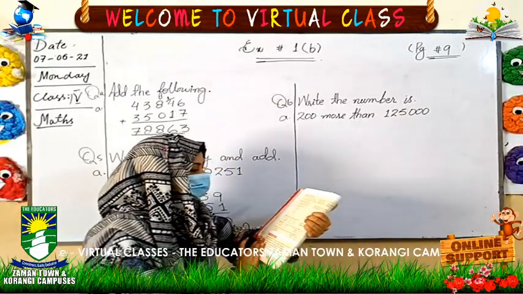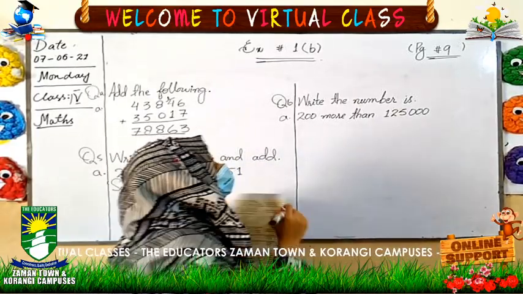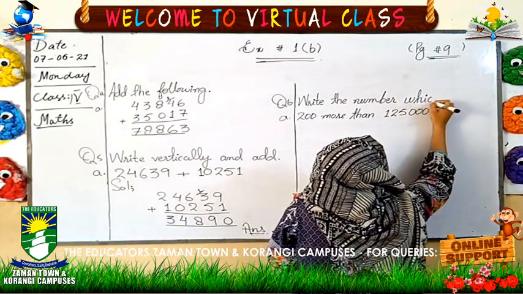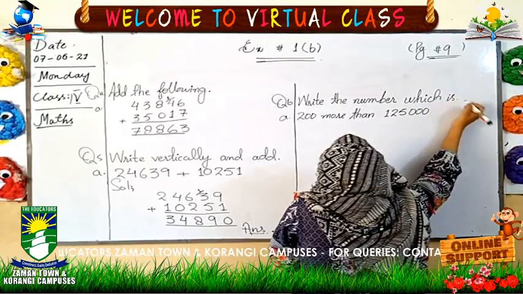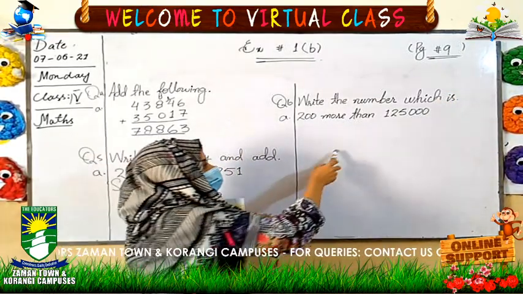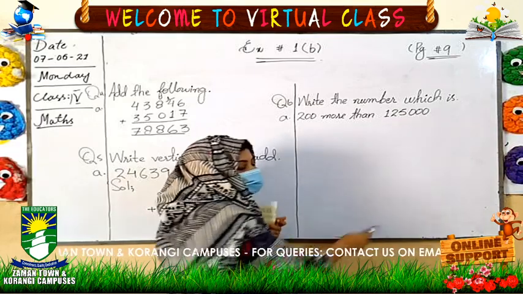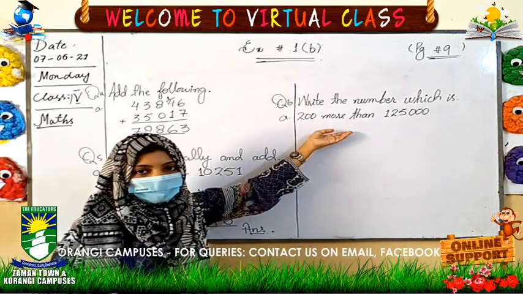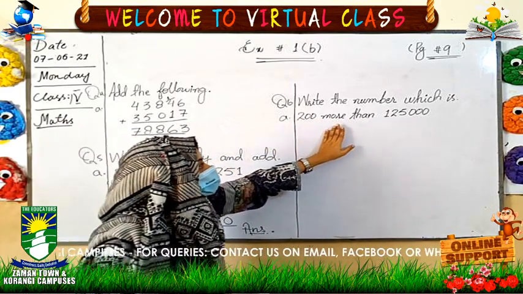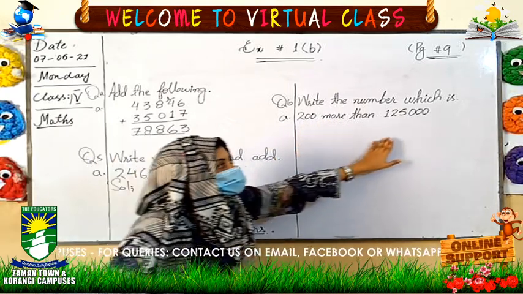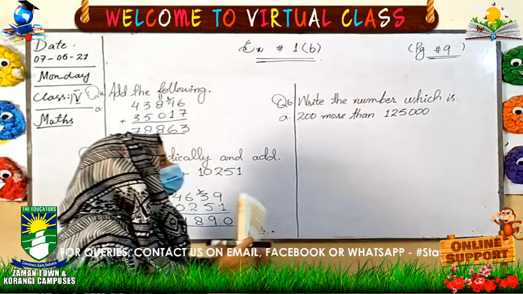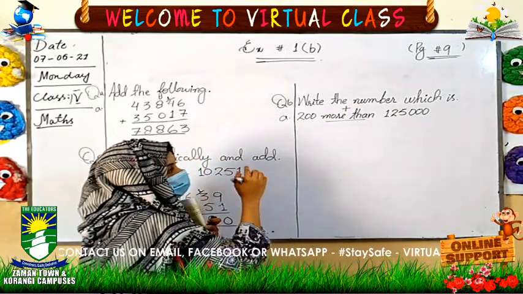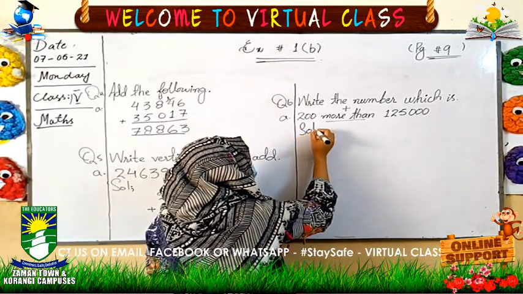Question number 6 is: write the number which is 200 more than 125,000. What is the meaning of "more than" here? It means that you have to add 200 to this number. Here, more than means to add. You have to add 200. You will solve it like this.